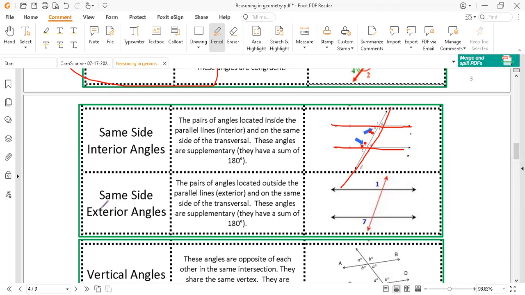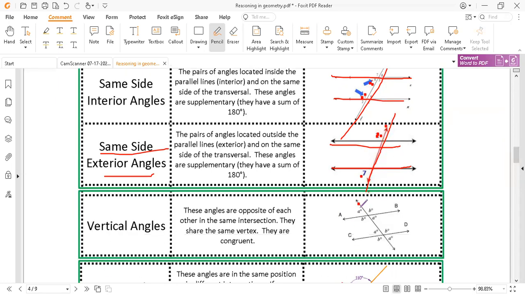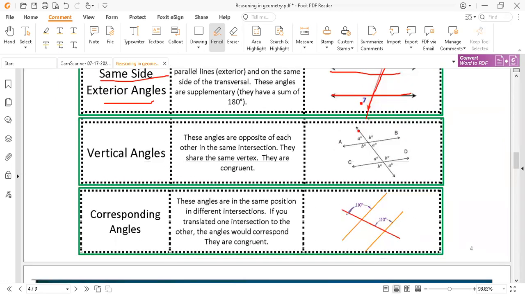In the same way, we have the same side exterior angles. We have two parallel lines, and a third line crossing these two lines. So the exterior angles on the same side, this one and this one, are supplementary: the sum of the exterior angles equals 180 degrees.